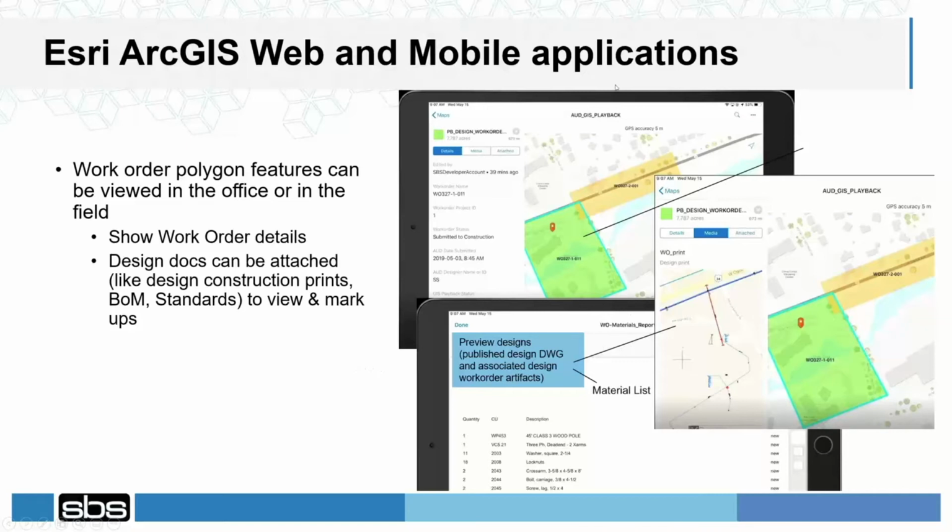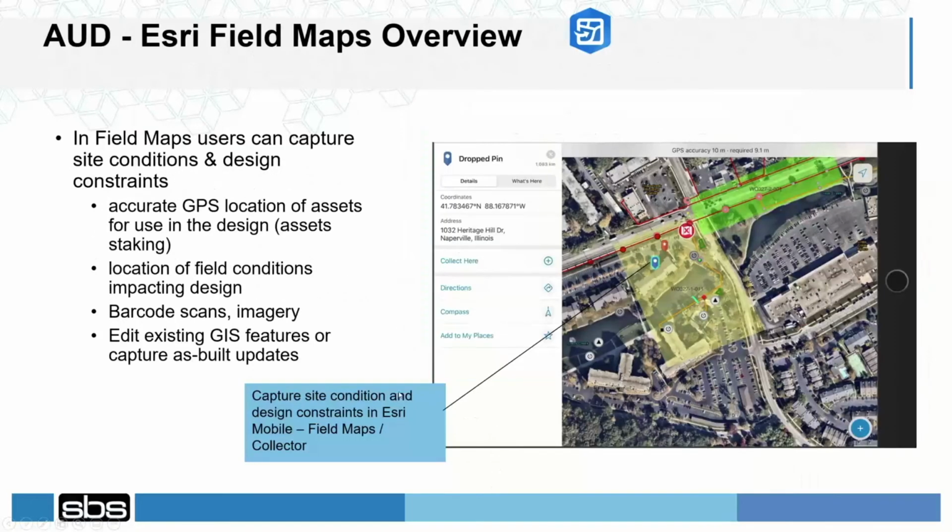This is just an example of using web and mobile applications. In this case, for a work polygon in AUD, we can attach to the polygon feature construction prints, bill of materials, and the standards. So in a web application on the mobile client, I can select the work polygon and view the bill of materials or construction sheets as related. So it's a nice and easy way of visualizing data.